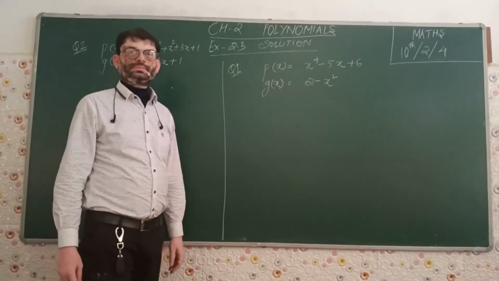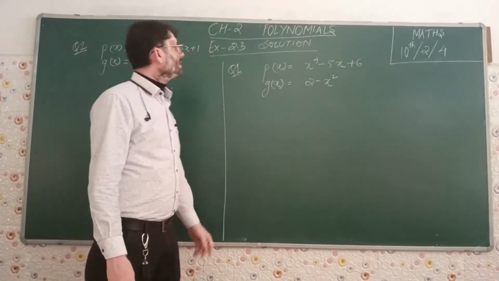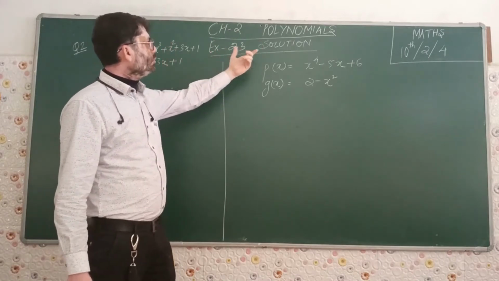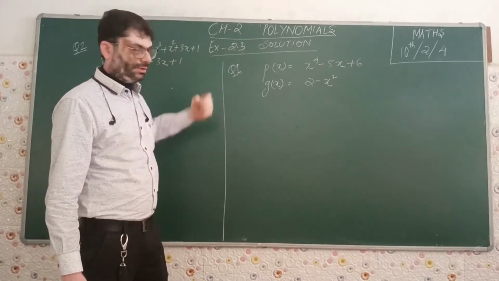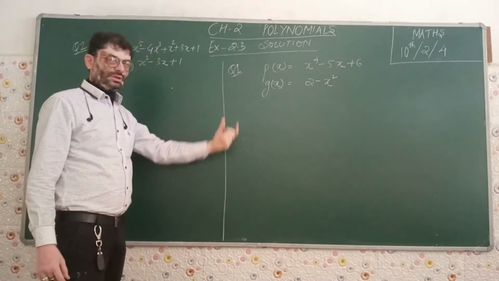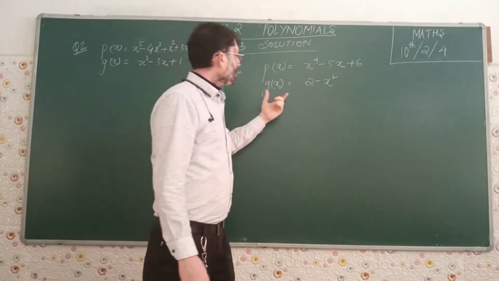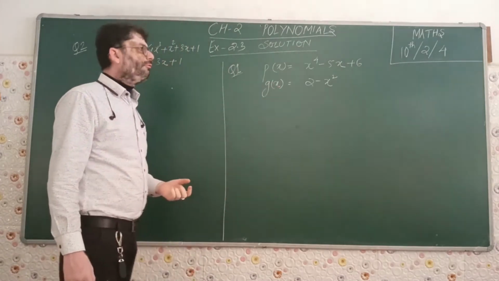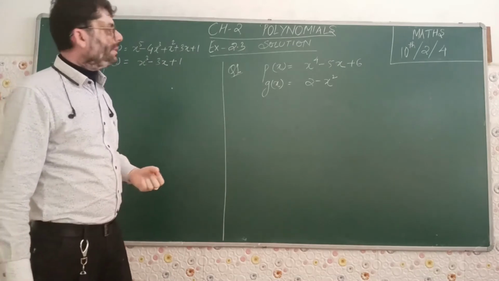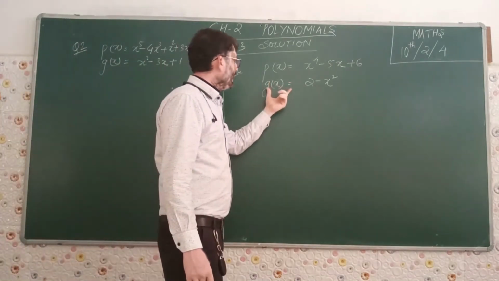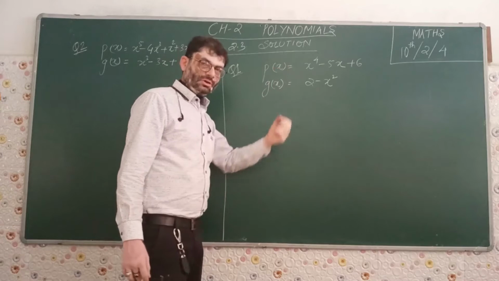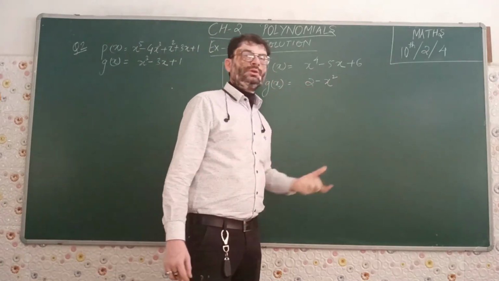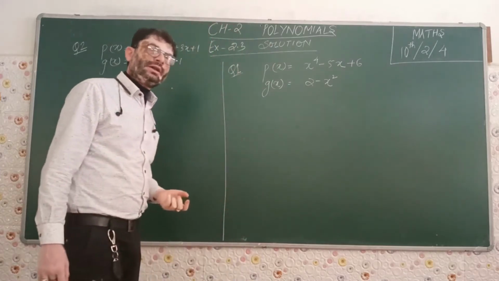Welcome back, students. In this session, we will be studying chapter 2, polynomials, and we will be dealing with the solution of exercise 2.3. The very first question was, we are given in the question p of x and g of x, and we have to find the quotient and remainder when g of x divides p of x, or you can say when this polynomial is divided by this polynomial, you have to find the quotient and remainder.